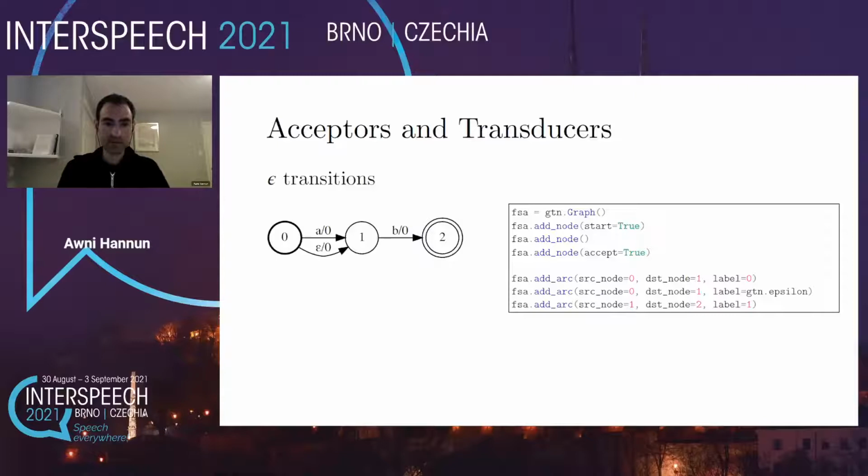In the GTN framework that we're using in the Collaboratory Notebook, you can add epsilon transitions with this gtn.epsilon special symbol. You just set the label equal to gtn.epsilon.